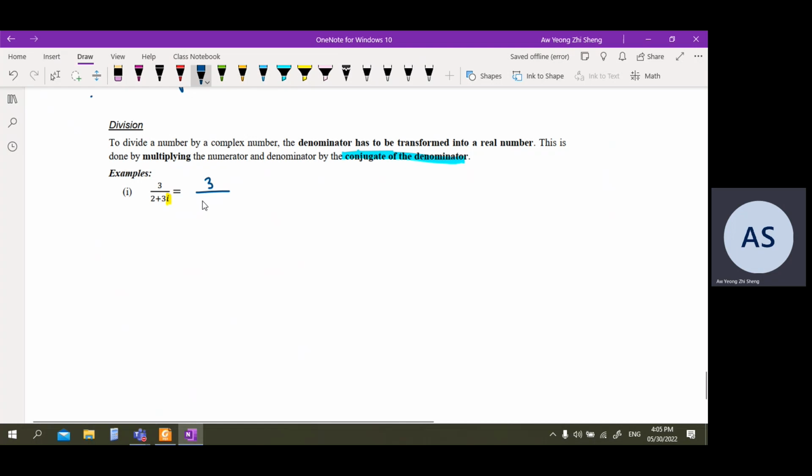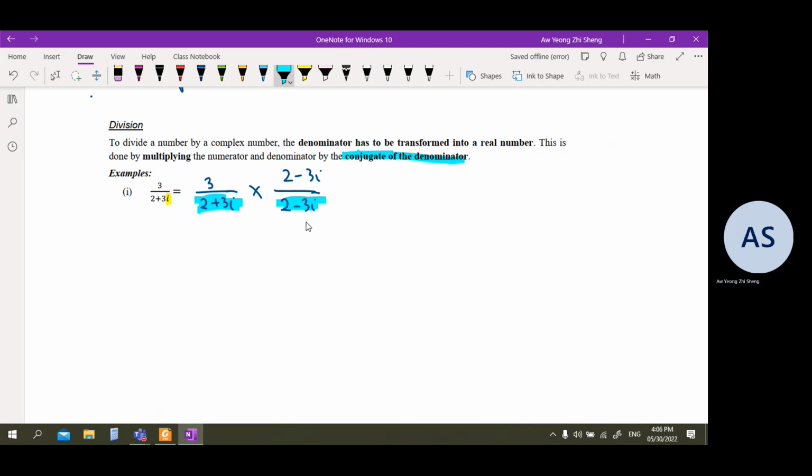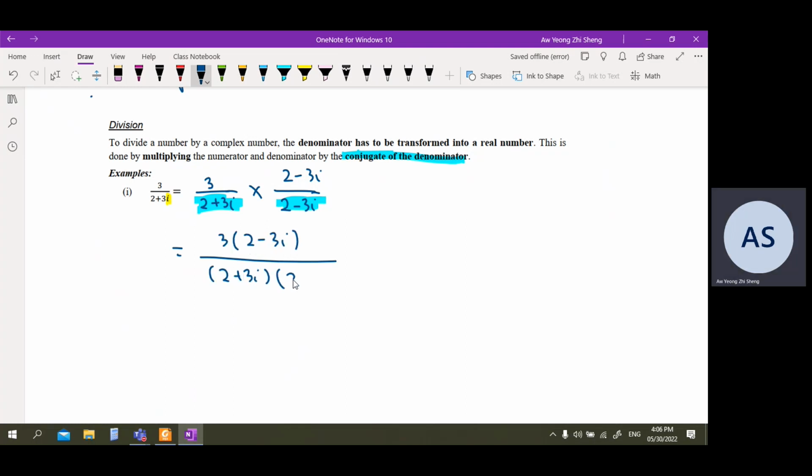So we'll copy back this original fraction. We'll multiply by 2 minus 3i over 2 minus 3i, where 2 minus 3i is the conjugate of 2 plus 3i. So that when the two numbers at the bottom get multiplied together, we have the form x plus yi times x minus yi, which will give us x squared plus y squared at the bottom. Okay, so I'll do it a bit slower this time. I have 3 times 2 minus 3i at the top, 2 plus 3i times 2 minus 3i at the bottom. At the top, I can just expand to become 6 minus 9i.